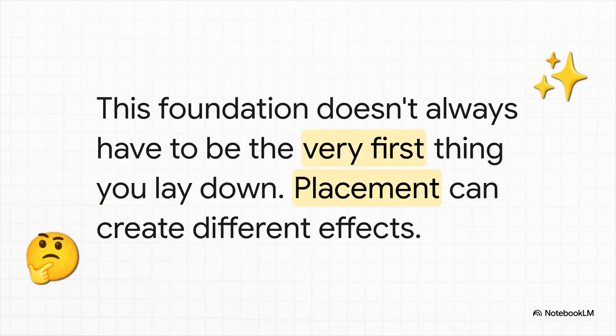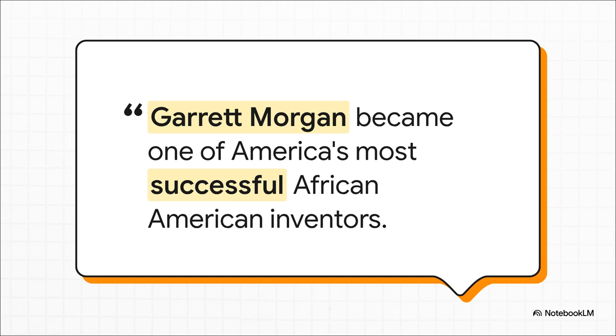But, and this is the cool part, that foundation doesn't always have to be the very first sentence. You could actually place it in different spots to create different effects. It really just depends on what kind of journey you want to take your reader on. So, for example, take a look at this. This sentence is a perfect topic sentence, put right up at the top. It makes a clear claim: Garrett Morgan was a successful inventor. So if this was your paragraph, every single sentence after this would have to prove that point. You'd list his gas mask, the traffic signal, and so on.